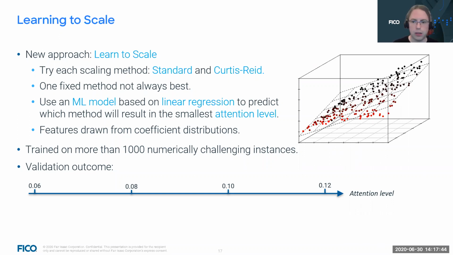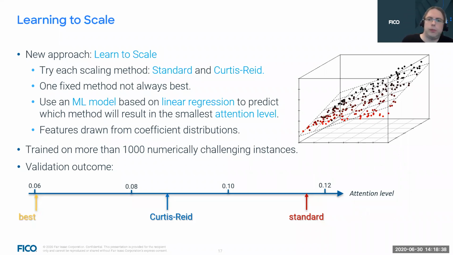And this is what we saw then on our test set for validation. So the average attention level here, as I said, those are numerically more challenging instances, so it's not surprising that it is in a higher range here. With standard scaling, it was on average more than 0.1, already almost 0.12. So that's what we used to do. If we always do Curtis-Reid scaling, we would land here roughly at 0.09. So Curtis-Reid scaling on average definitely is an improvement for these models over standard scaling. If we had a perfect predictor that always chooses the one of the two that gives the smallest attention level, we would land here at 0.06 roughly.